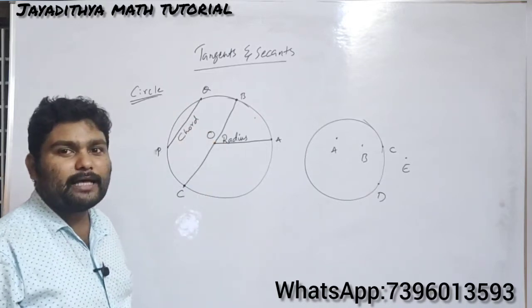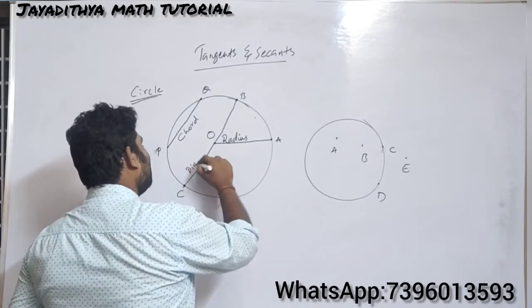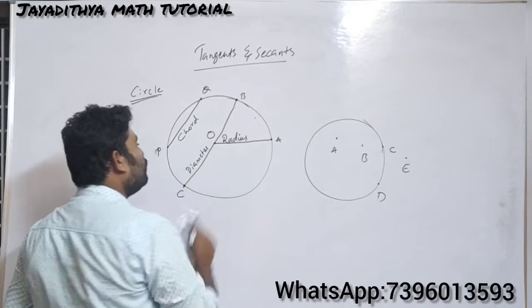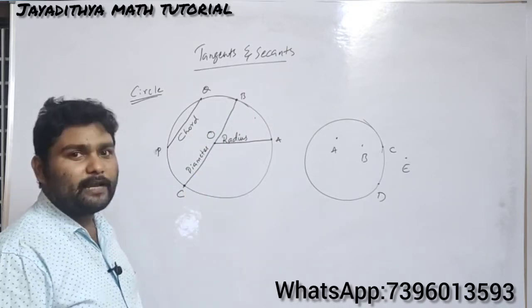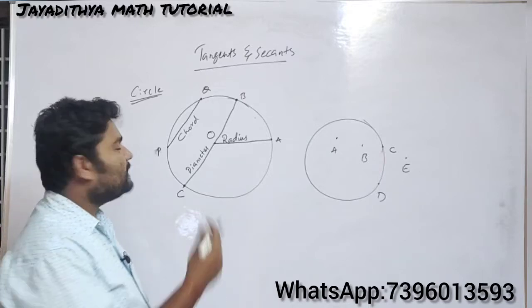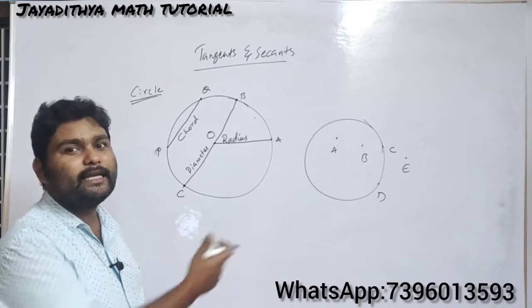It is passing through the center of the circle. So this is known as diameter. The chord which passes through the center of the circle is nothing but diameter. So how many radii? The plural form of radius is radii. So how many radii can be drawn for a circle?